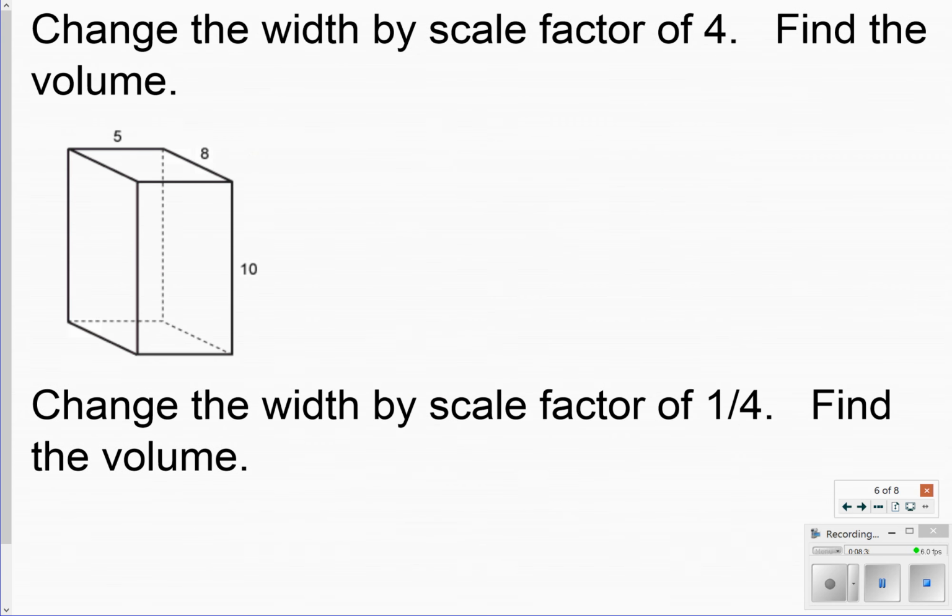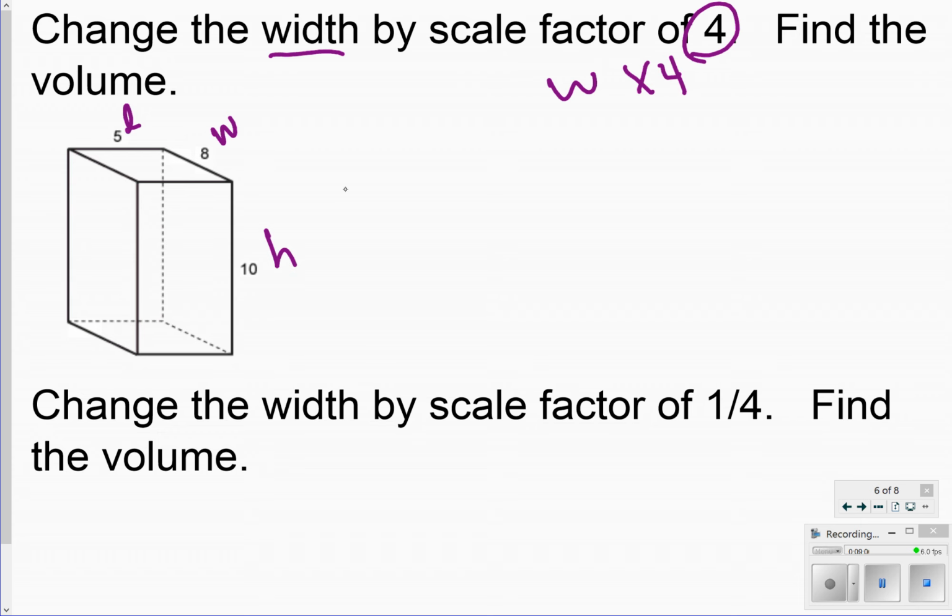Let's do one more practice one. This time we're changing our width. So the width is going to change by a scale factor of 4. Again, 4 is greater than 1, so we're going to multiply our width times 4. And here we have our, I'm going to call this our length and our width and our height.